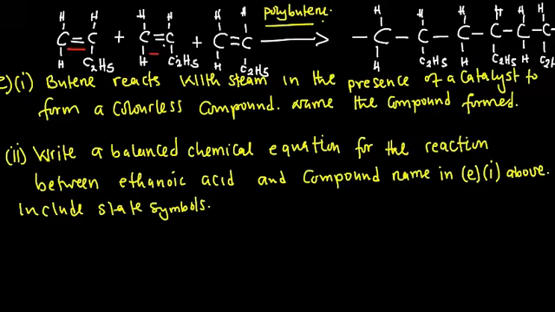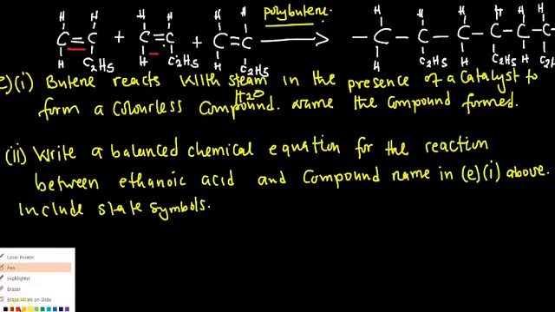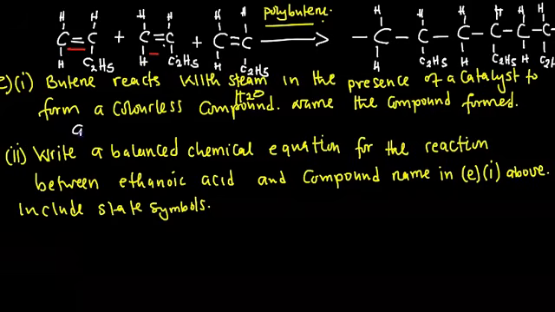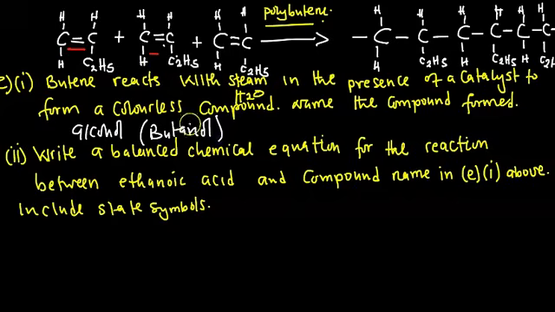Then the second, question E, that is E1: butene reacts with steam in the presence of a catalyst to form a colorless compound. Name the compound formed. So, when butene reacts with steam, steam is water. When alkenes in general react with water, what is formed is alcohol. So the colorless compound that is formed is alcohol, and the name of what is formed from butene is butanol. So butanol is the compound formed.